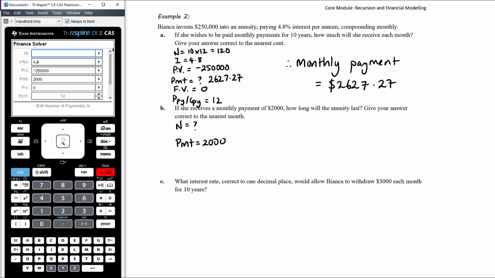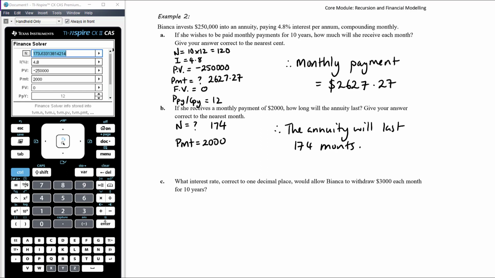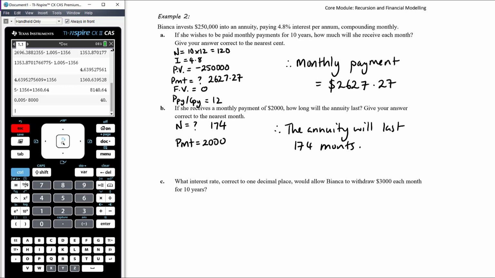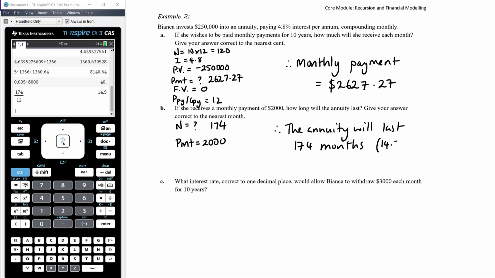So we delete the 120, we press enter on that, and we find that N is 173.63, so rounding to the nearest month is 174 months. Okay. Therefore, the annuity will last 174 months. So if we're interested in how much longer that is than 10 years, we can escape out of our finance solver, and we can do 174 divided by 12 to see how many years that is. Okay, and that's 14.5 years. Sorry, months, which is the same as 14.5 years.